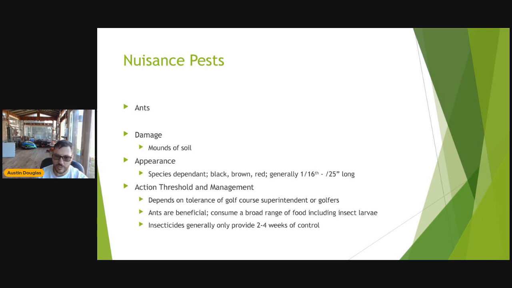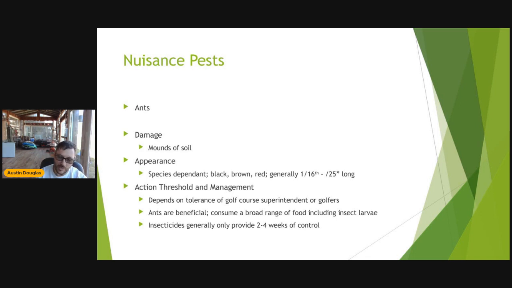Insecticides generally are only going to provide 2 to 4 weeks of control, and that's because of how quickly they breed and reproduce. They have thousands of eggs underground, and as those eggs hatch, you have new ants, and it's a constant production of eggs and new ants.